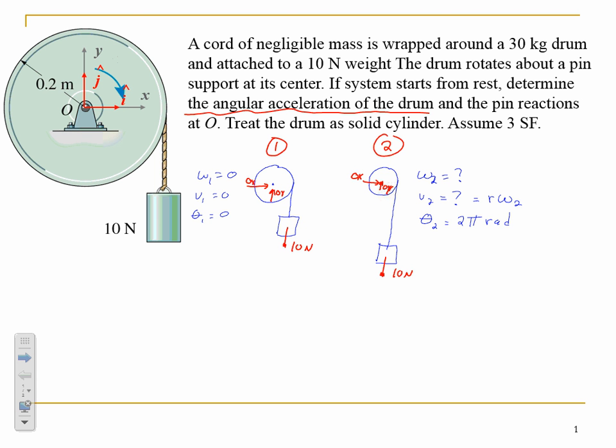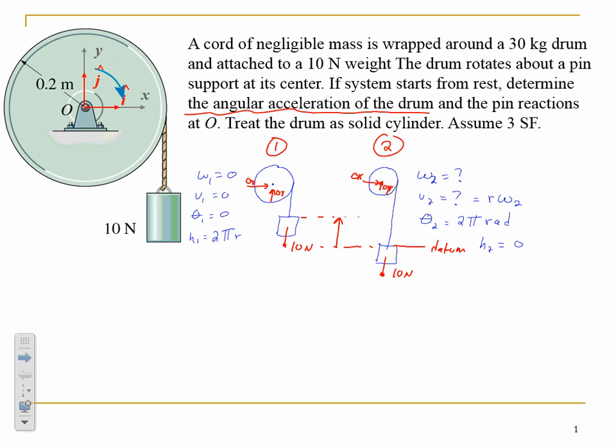And I'm also going to pick a datum. Here, the position of the weight after it's fallen is my datum, and so I can say H2 is 0 because that's my datum. And now that I've chosen a datum, I can now say something about H1. And it's really just going to be the circumference of the circle, how much rope is let out as this drum rotates once. So this is going to be 2 pi r is going to be H1. Okay, so I think that's all the information that I can say about the two states.